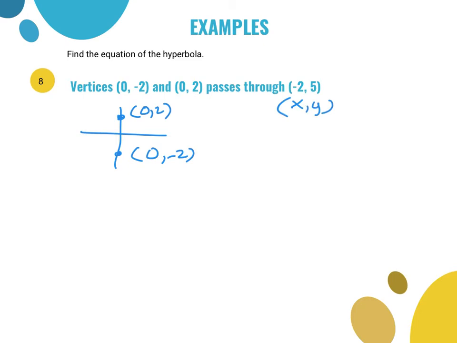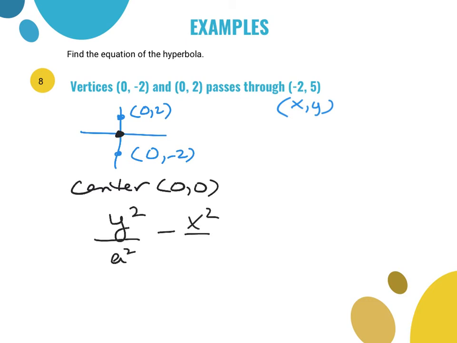Because it's touching the y-axis, and again, the midpoint between these two vertices is 0, 0, I still have a center at the origin. So I can still just use this formula. I don't need to worry about h and k. I do have an a value. I can see that this vertex is 2 spaces away. So a equals 2, so a squared equals 4.